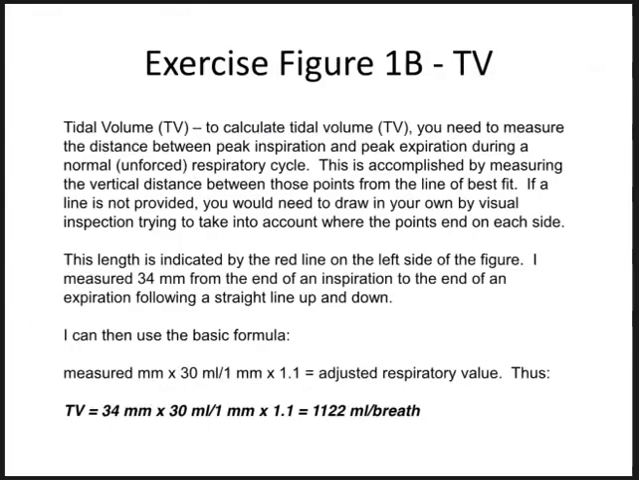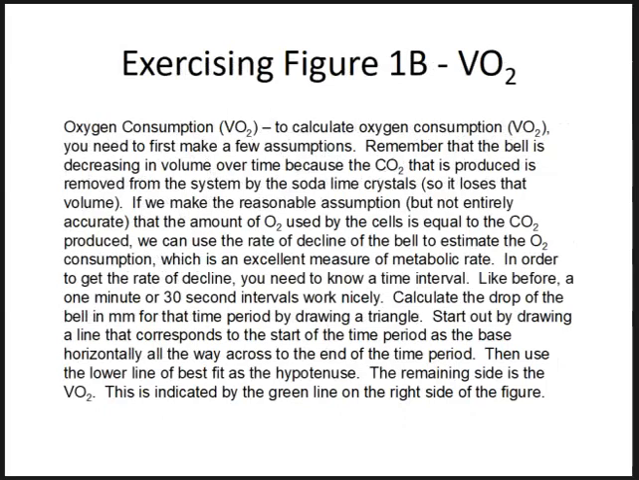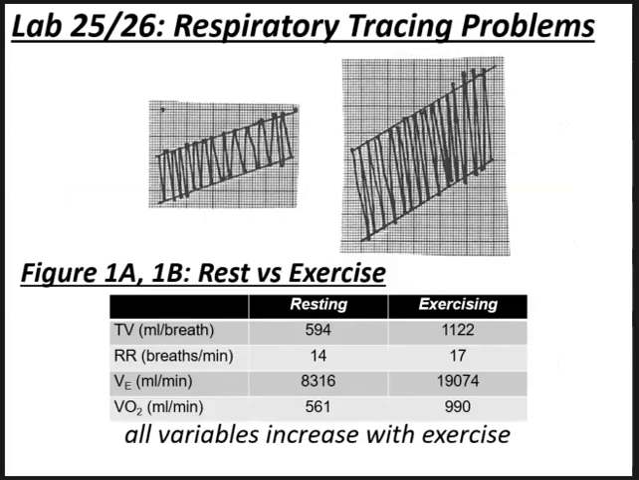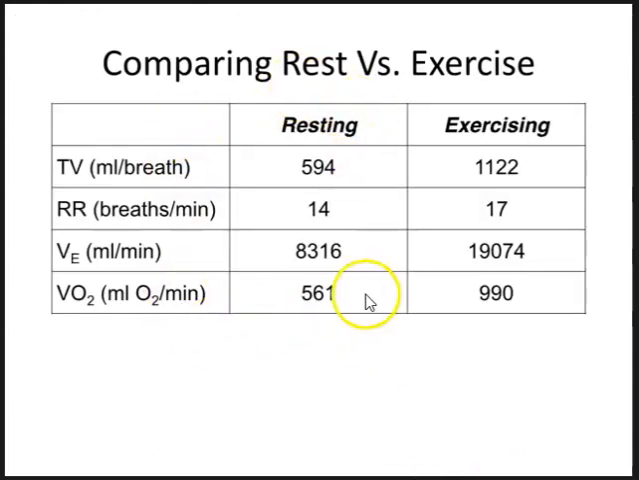Okay. So the next thing that I do want to explain to you is vital capacity. So actually here is a nice table showing you the differences between the two tracings. The one at rest here, the one for exercise, and we can compare the tidal volumes for rest versus exercise. And we can see that all variables do increase with exercise. So tidal volume increases, respiratory rate will increase, minute ventilation will increase, and then oxygen consumption, of course, will also increase. Okay, and then just another table showing you the comparison of the two.